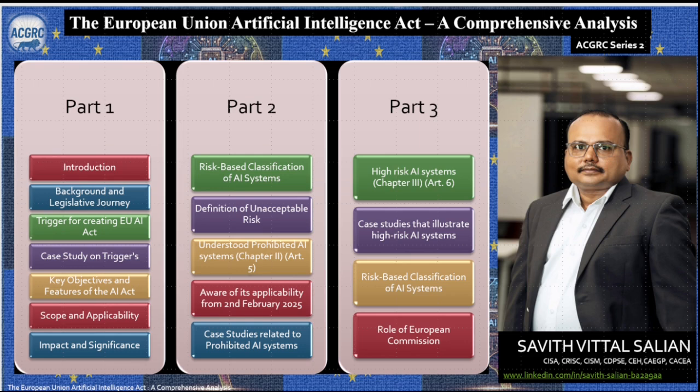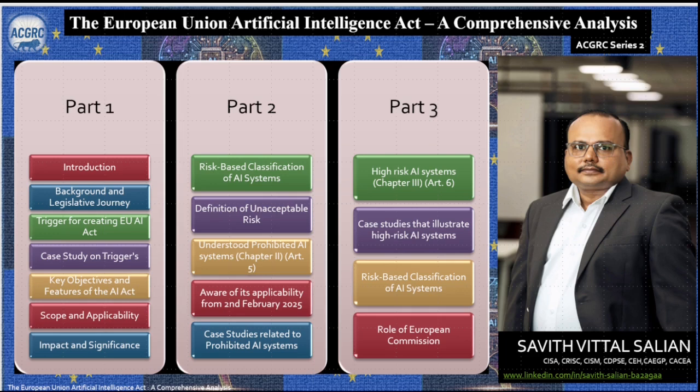That was part 2. In part 3, we looked at high risk AI systems as listed in chapter 3, article 6. We have looked at case studies that illustrate high risk AI systems, what it actually means on the ground. That should help you with the context for your own reference for your estate and the businesses that you are in. We understood what risk-based classifications of AI systems are, how that works, how it looks. And finally, we ended part 3 with the role of the European Commission.